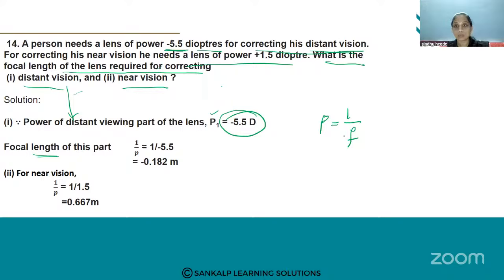Power P is equal to 1 by focal length, or focal length F is equal to 1 by power.